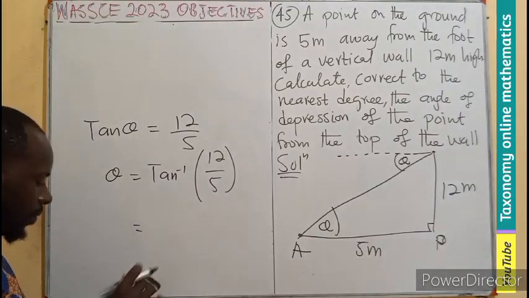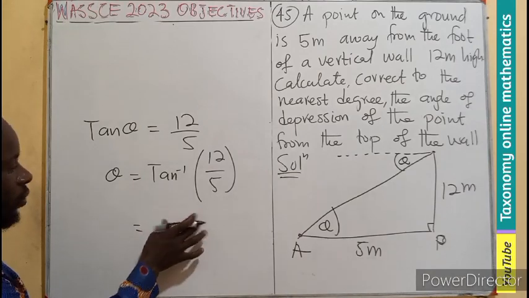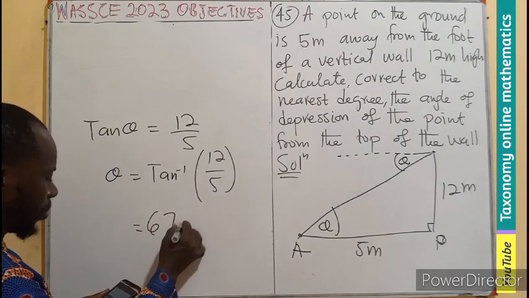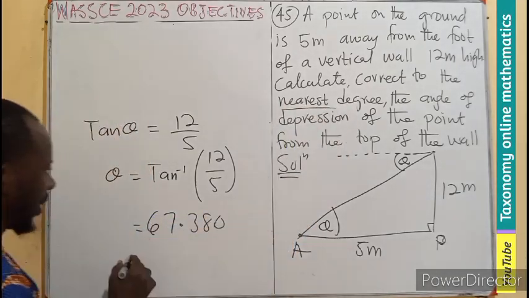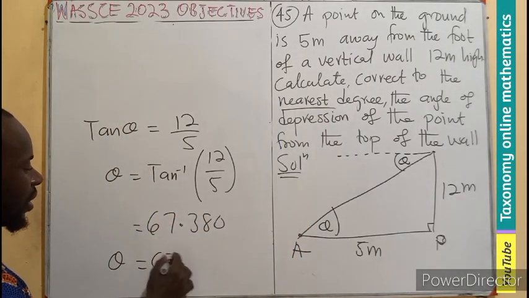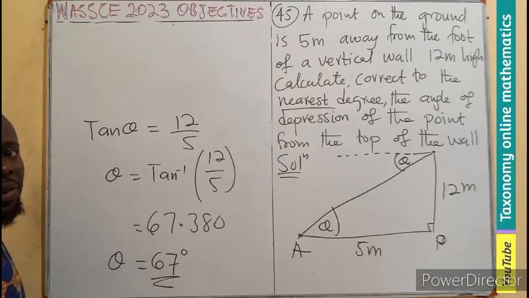And that will give us 67.38 degrees. But the question said the nearest degree. Therefore, the angle is going to be 67 degrees.